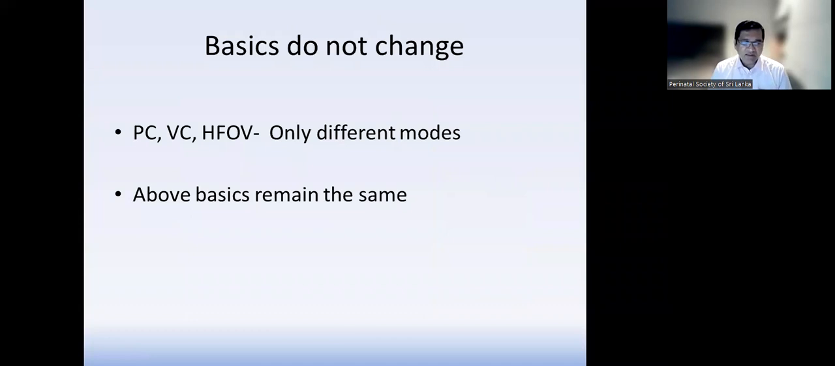The same thing applies with carbon dioxide. I'm not going to discuss that; I just wanted to mention oxygenation. Carbon dioxide washout is again tidal volume and minute volume. The minute volume means tidal volume times rate. If you want more carbon dioxide washout, you have to increase the tidal volume and also the rate. Then that will increase minute volume. I'm not going to talk on that because it's going out of the topic. So the point is the basics do not change. Whether you are using pressure control, volume control, or high frequency ventilation, these are only different modes, right? So the basics will remain the same, right?